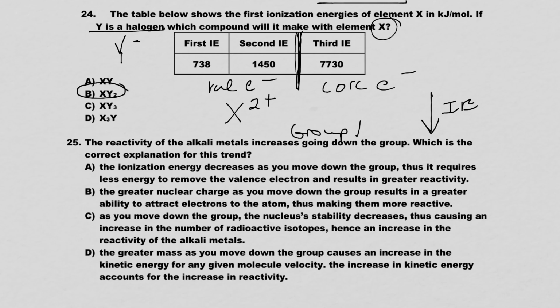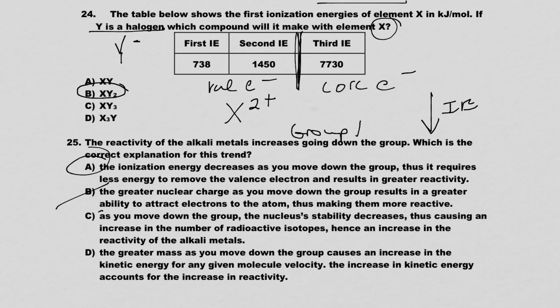Let's look at our choices. A, the ionization energy decreases as you move down the group, thus it requires less energy to remove the valence electron and results in greater reactivity. That sounds great. Let's make sure and consider all answers. B, the greater nuclear charge as you move down the group results in a greater ability to attract electrons to the atom, thus making them more reactive. There are more protons, but there are more energy levels of electrons, so they're mixing two things together that aren't the reason. C, as you move down the group, the nucleus's stability decreases, thus causing an increase in the number of radioactive isotopes, hence an increase in the reactivity.